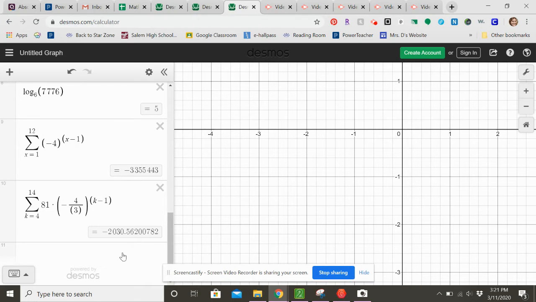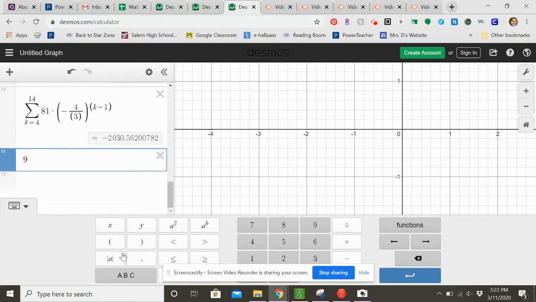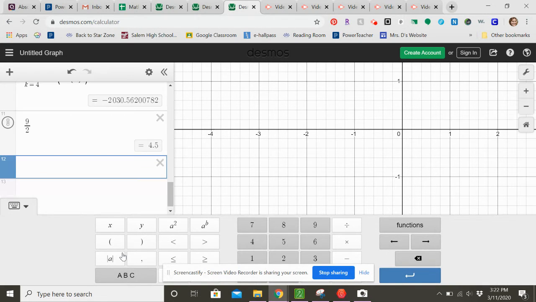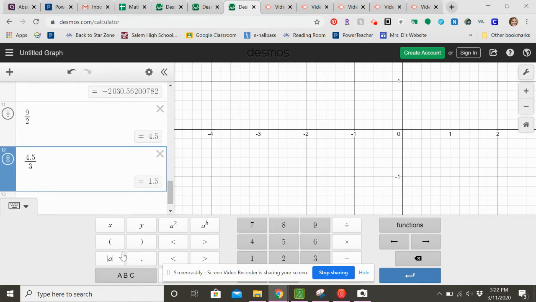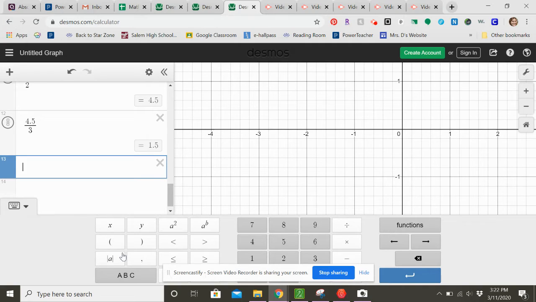So let's just see. 9/2, you could turn that into a decimal. That's 4.5. And 4.5 divided by 3 is 1.5. So our r value here is 1.5. And you could do that with any two terms in the sequence. If you wanted to start with 27/4 and divide that by 9/2, you'll still get 1.5.